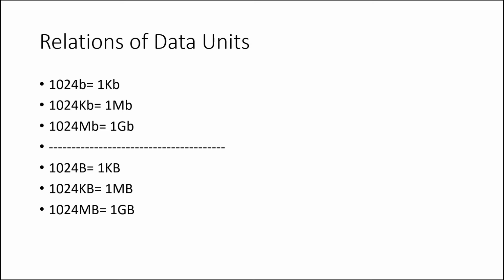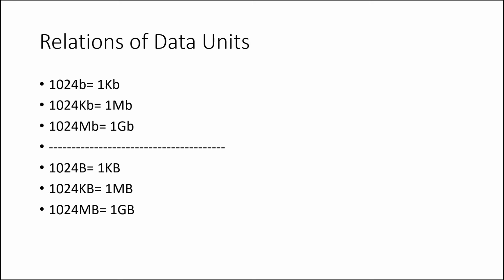Then you guys think that normally 1k means 1000, so 1000 bits should be equal to 1 kilobit. But it's incorrect. The correct thing is 1024 bits equal 1 kilobit. The next part, 1024 kilobits equal 1 megabit. Then 1024 megabits equal 1 gigabit. So this is the relation in the form of bits.